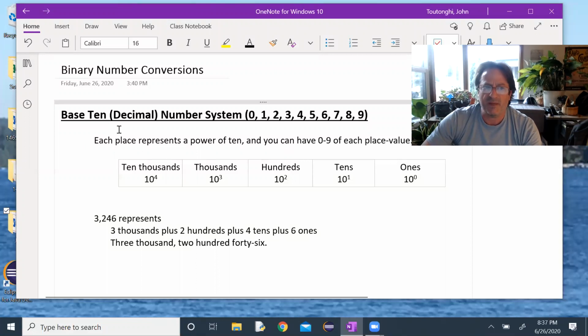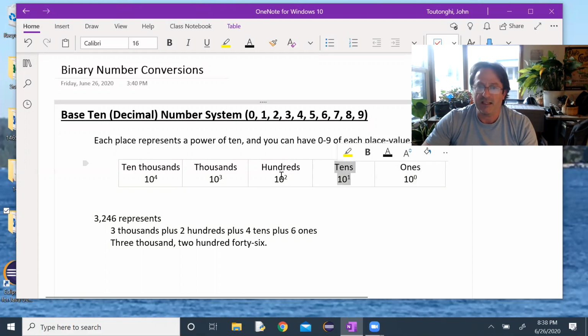So typically, we use a base 10 number system, or the decimal number system. It has digits 0 through 9, and each place value represents a power of 10. And in each of those place values, you can have 0 through 9 of each of those values. So 10 to the 0 is 1, 10 to the first is 10, 10 squared is 100, 10 cubed is 1,000, 10 to the fourth is 10,000, etc. You go the other way, you get the negative powers of 10. We won't deal with that, the decimal points, the negative powers of 10. We'll just look at positive whole numbers.